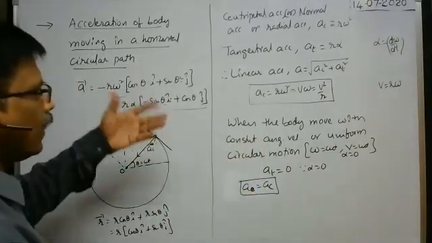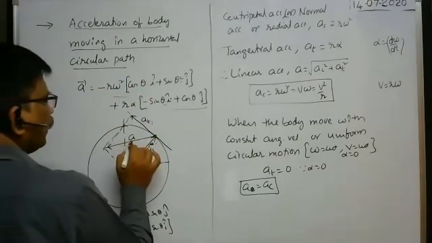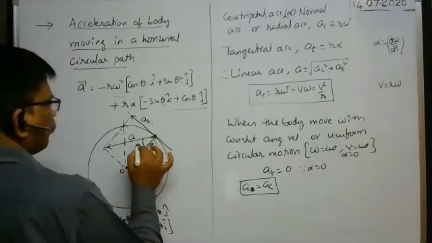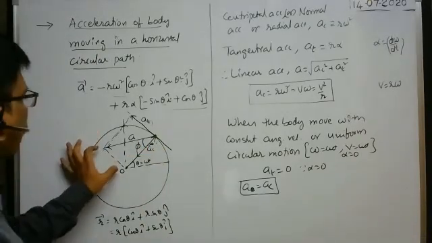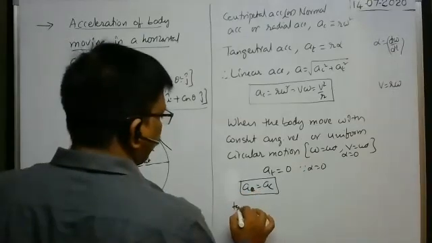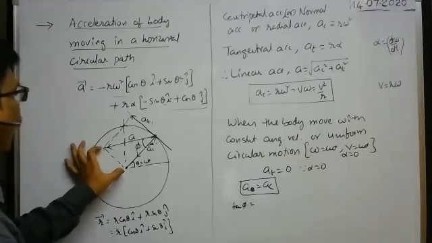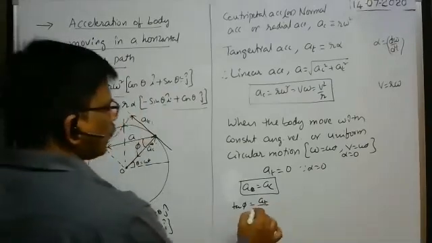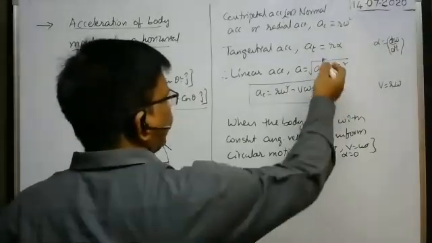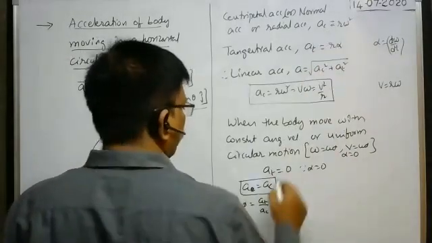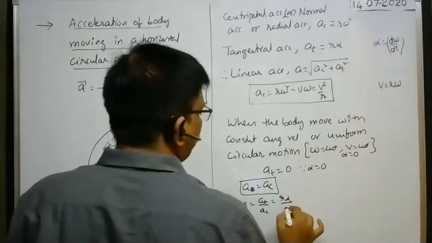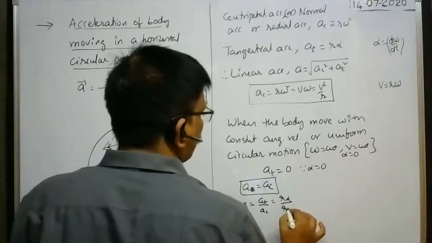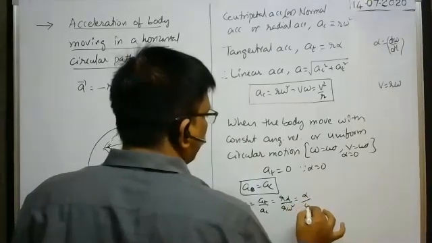So this is about the accelerations of the body. The angle made by the linear acceleration with the radius vector direction, or with the radius, let us say phi. From this diagram, tan phi is equal to opposite by adjacent. Opposite is equal to a_T, adjacent is equal to a_C, so a_T by a_C. a_T means R alpha, a_C means R omega square. That is equal to alpha by omega square.